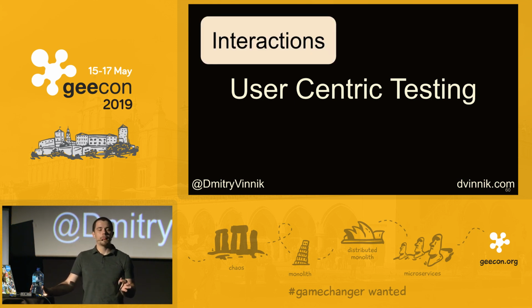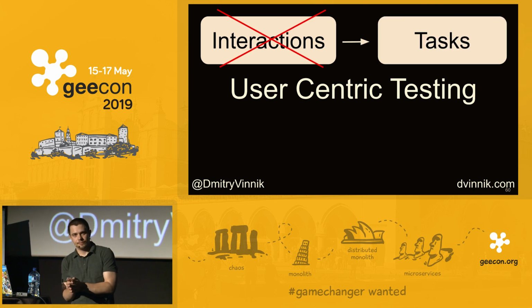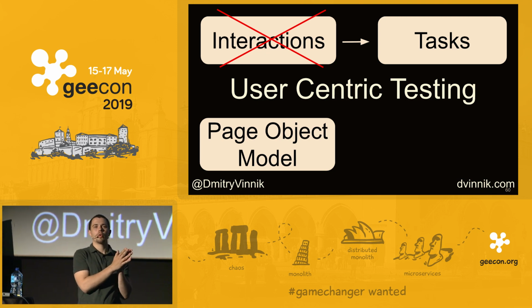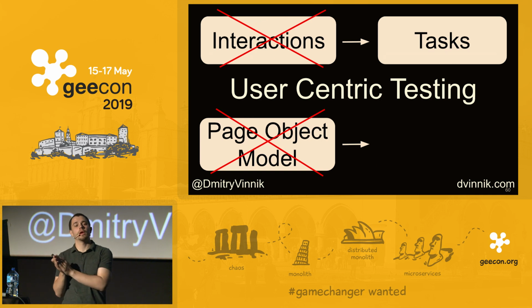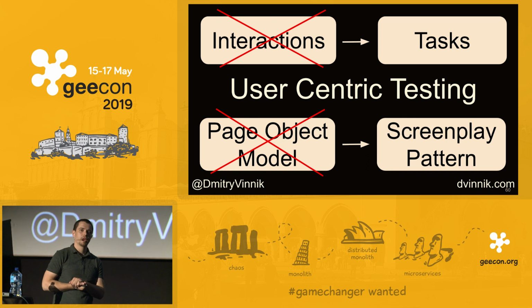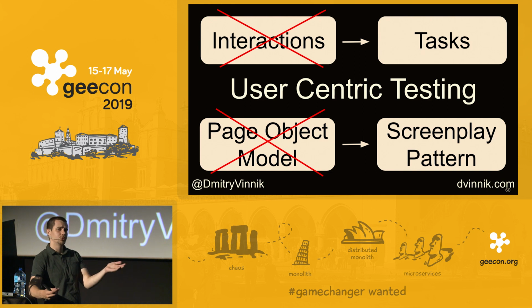With user-centric testing, what you're trying to do, and what people have been doing wrong for a long time, is instead of focusing on interactions, you're trying to move towards tasks. Or in very technical terms, at least in Selenium, we would call it going away from the page object model towards the so-called screenplay pattern, where the abstractions you write have to focus on the operations your user interacts with. So to give you an example, imagine you're writing the authentication form, a login form, and the login form has a username, password, and the login button.